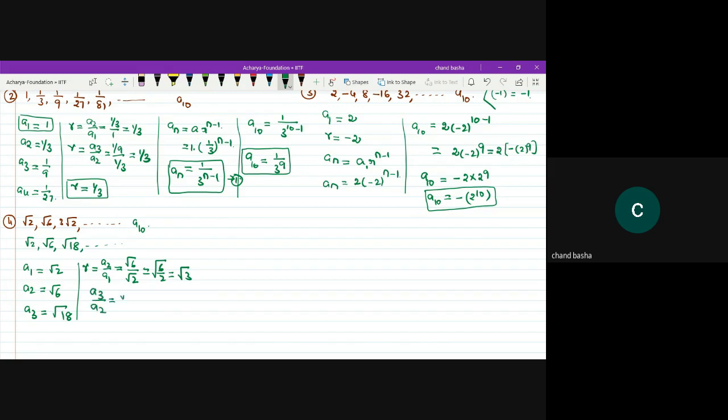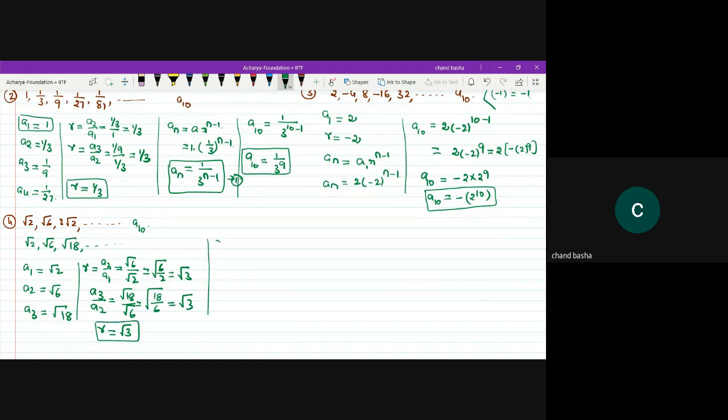Let us check with A3 divided by A2 also. A3 divided by A2, that is under the root of 18 divided by square root of 6. This is a single square root. 18 divided by 6 is equal to root 3. Is the ratio value the same? R is equal to root 3 or not? It is root 3 without any confusion.